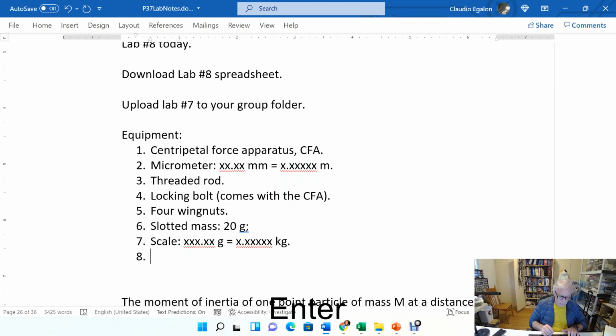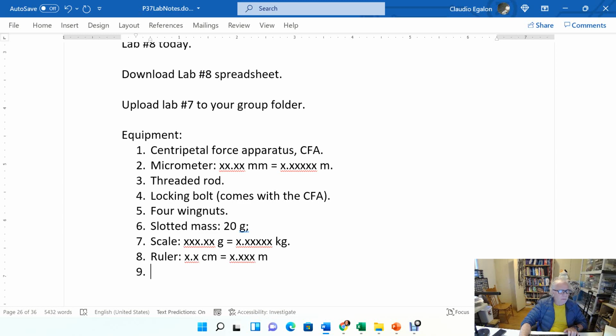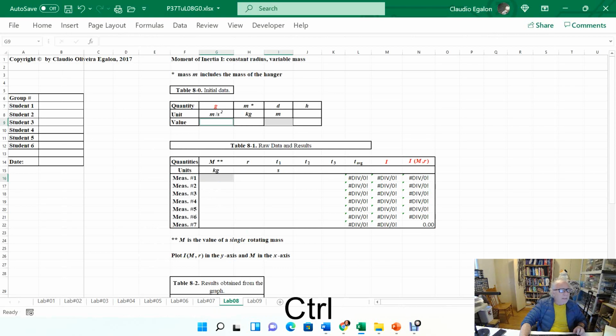You're gonna use a ruler, regular ruler, with a resolution of a millimeter, right? When you change that to meters, you get this number of significant figures. Now, the R that I'm talking about goes right in here in the spreadsheet that I provide to you.